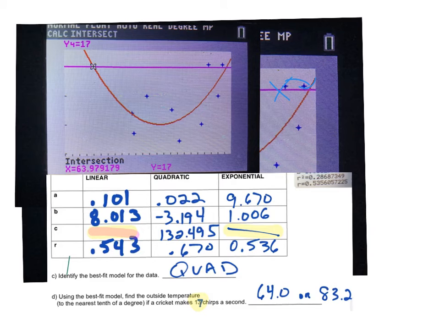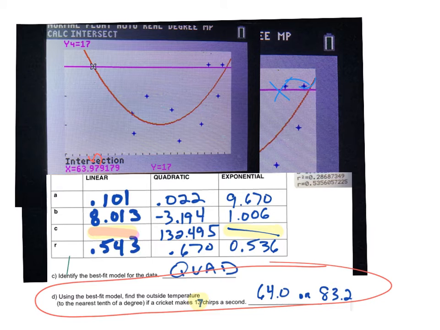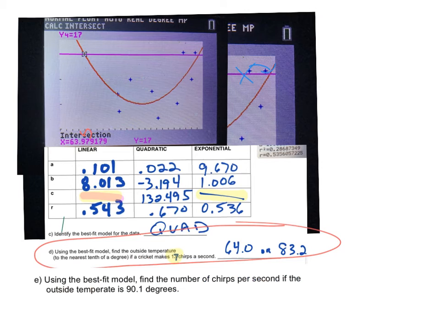So here, to the nearest tenth, 63.97 makes that 64 degrees. So using the best fit model, the quadratic, to the nearest tenth of a degree, your answers are 64.0 and 83.2.